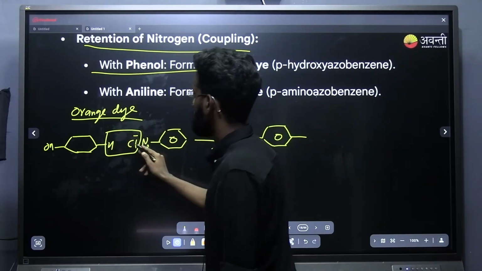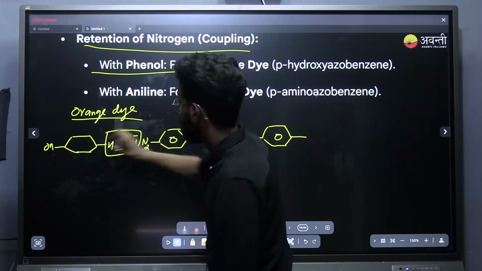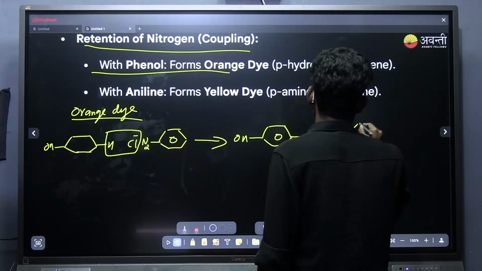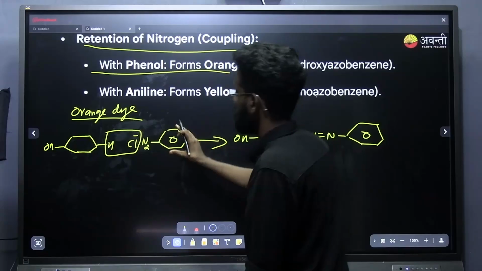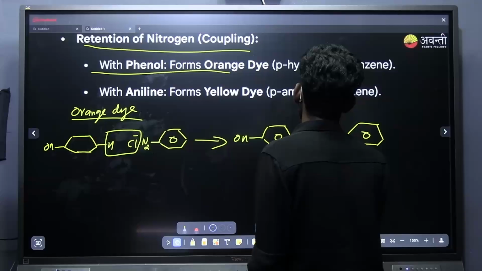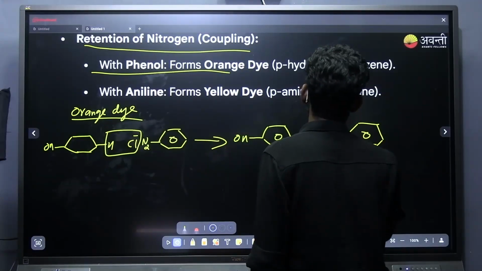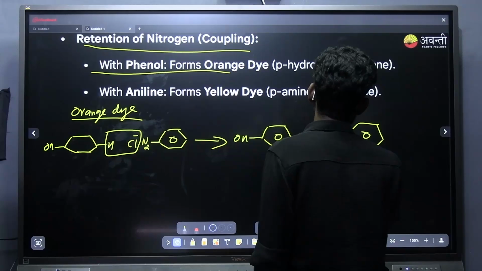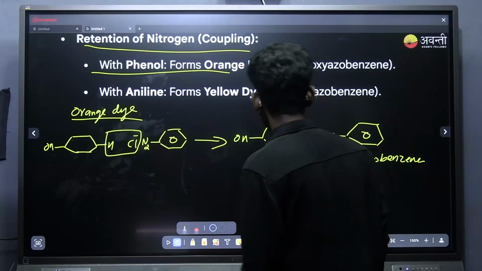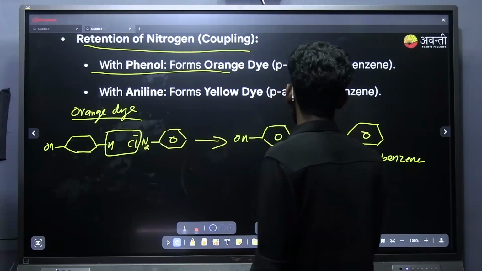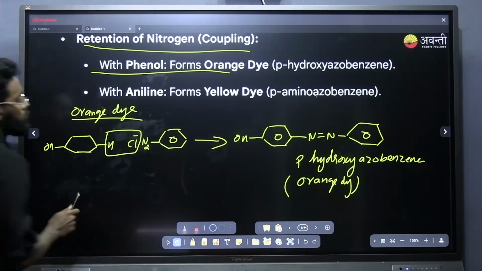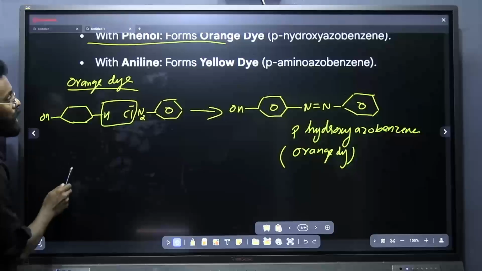What we can do, just remove the hydrogen and chlorine, then bind it together by using N double bond N. This is what the coupling reaction. These two are coupled together and we will be getting the final product. This is called para hydroxy azobenzene. That is N2 group is there. Okay, and this is what we call it as orange dye, para hydroxy azobenzene.